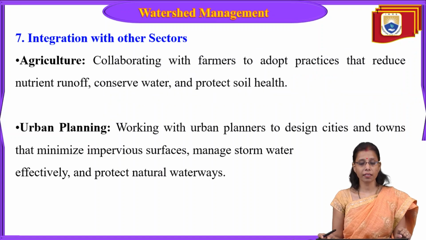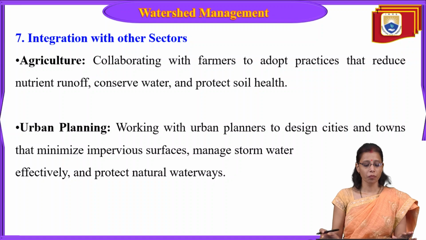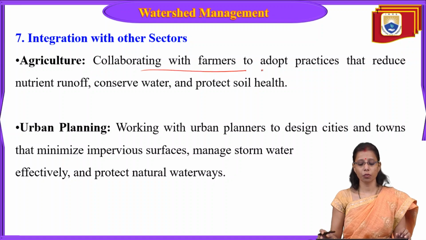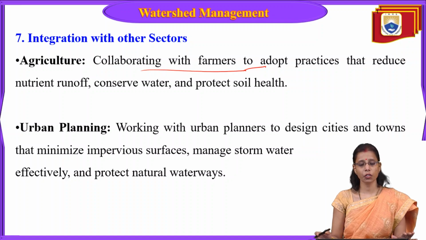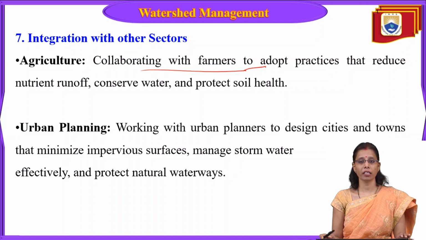Now, integration with the other sectors. First of all, we have to integrate watershed management practices with other sectors like agriculture and urban planning. In agriculture, we should collaborate with the farmers and educate them to adopt practices that reduce nutrient runoff, conserve water, and protect soil health. If they adopt the practices, the nutrient runoff will be less and we can do water conservation, so that whenever the water requirement is there, we can protect the soil health.